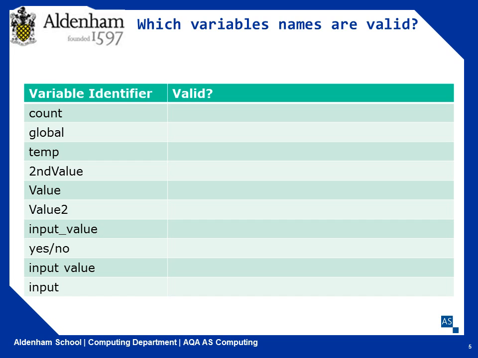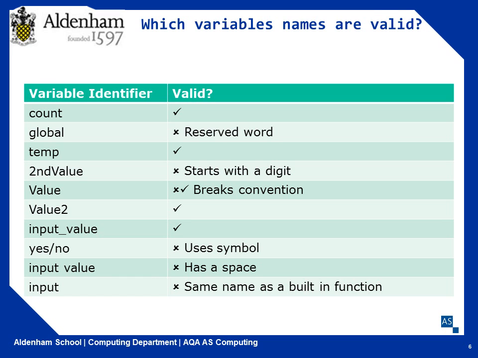So, given that we had those three rules, it has to start with a letter, you can't have symbols in it, and it can't be a reserved word. Which of these do you think are valid and invalid? So, looking through, count, temp, and input_value are all valid. Input_value has a symbol in it, but it's the underscore, so that's okay. Global is invalid because it's a reserved word.